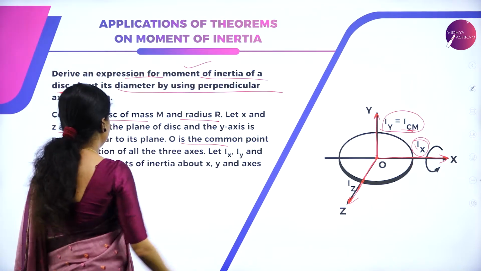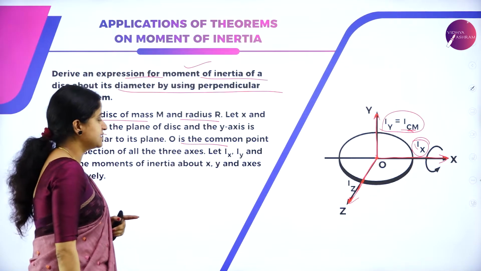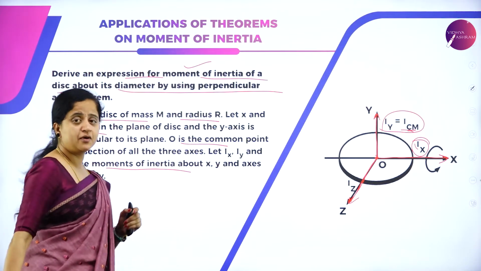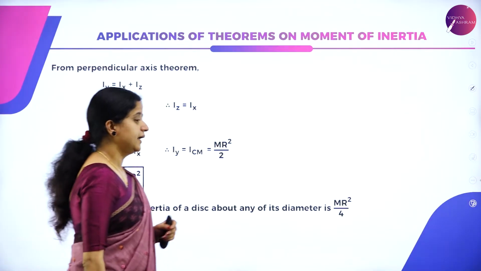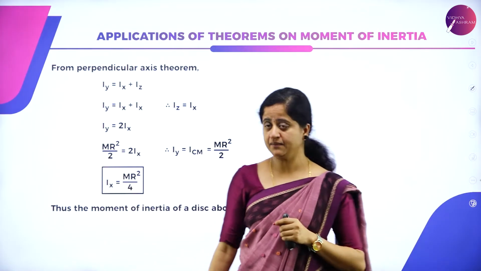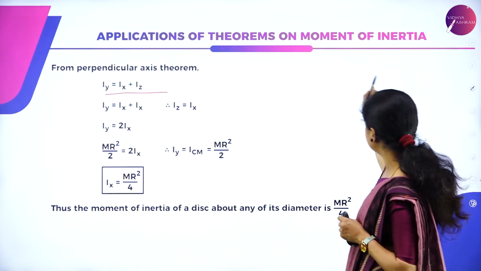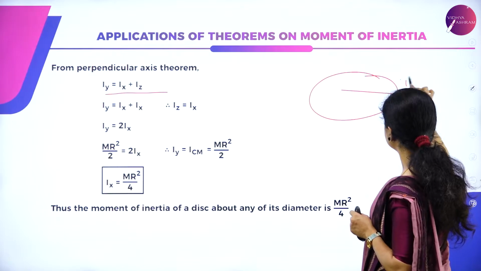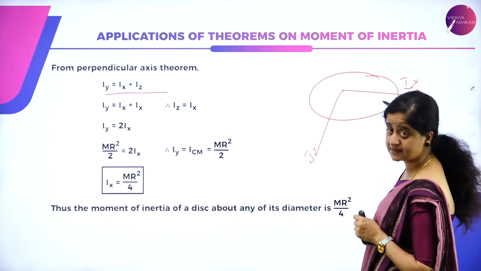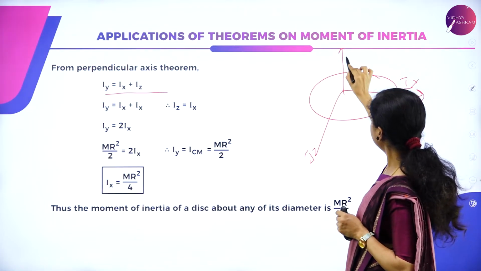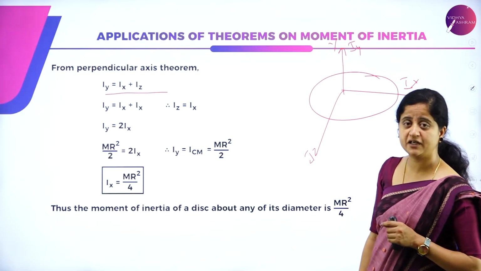O is the common point of intersection of three axes, and Ix, Iy and Iz are the moments of inertia about the x, y and z axis respectively. Now according to the perpendicular axis theorem, Ix and Iz are lying in the plane. If this is the disk, Ix and Iz are lying in the plane along the x and z axis respectively. Iy is perpendicular, because the y-axis is perpendicular to the disk.